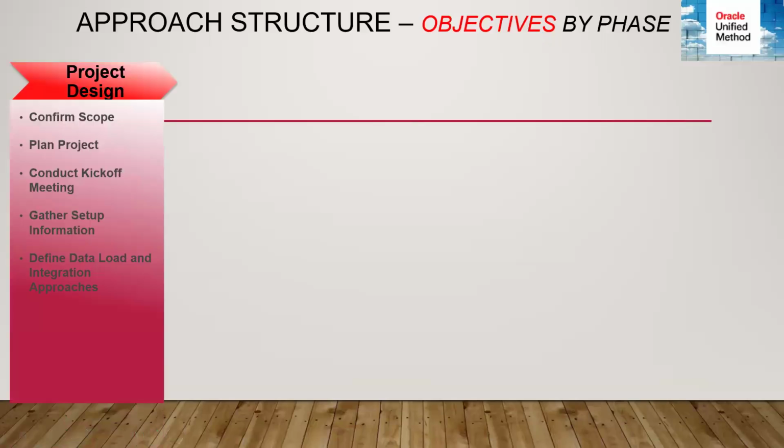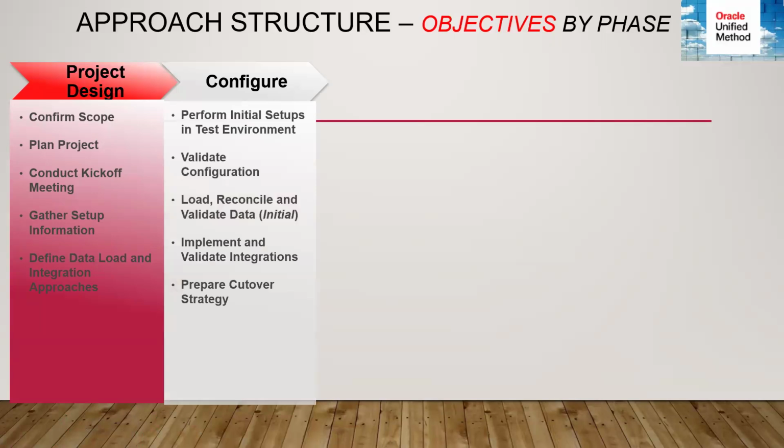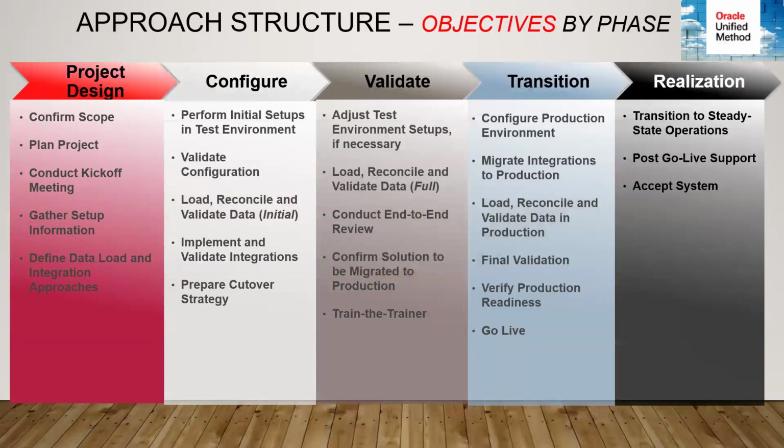I would also like to talk about the approach structures, how we have the objective by phase during the implementation slide. So this is how the implementation looks like and how we start the implementation in Oracle Cloud. We have a project design where we confirm and have a plan on a page of the entire project, and then the kickoff meeting will start with the management along with the consultants and the leads. So we'll gather the setup information, and based on a couple of requirement gathering sessions that we have, we'll start configuring things, and then we'll validate.